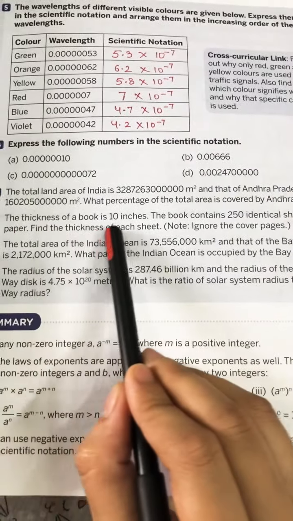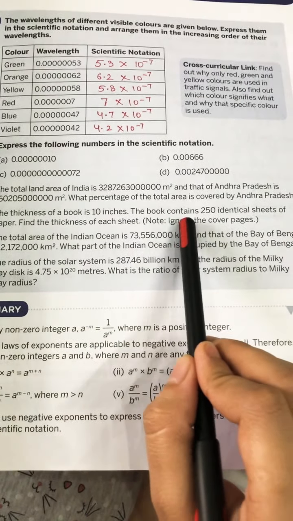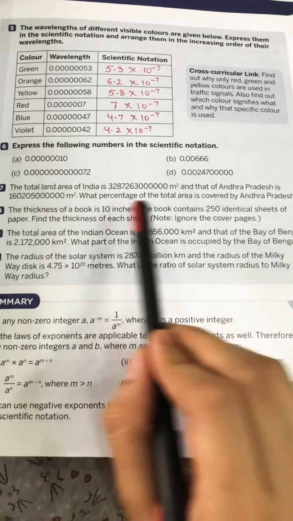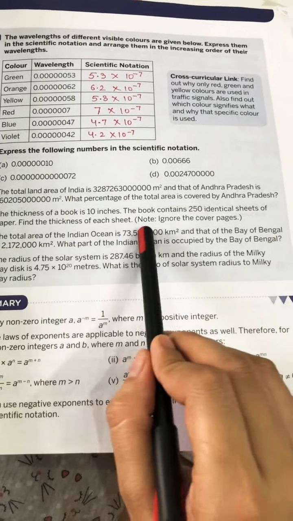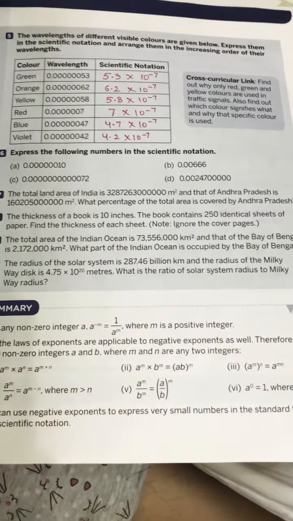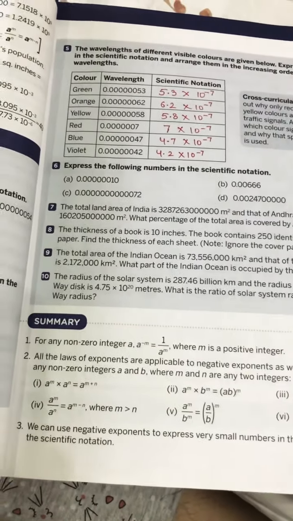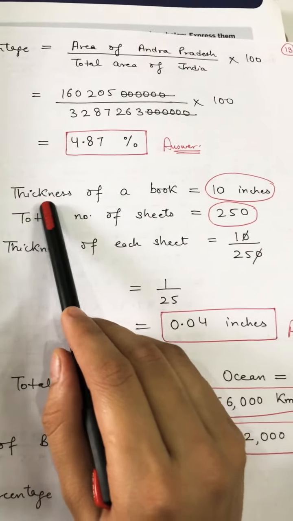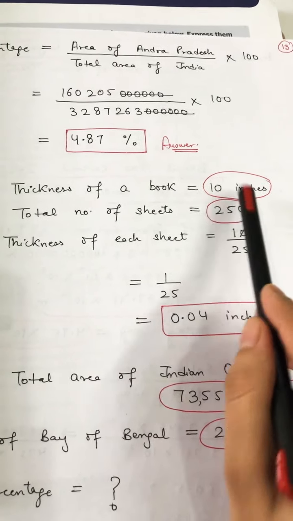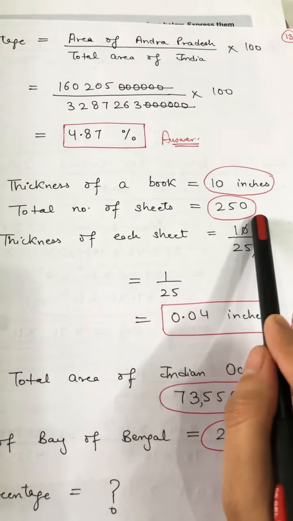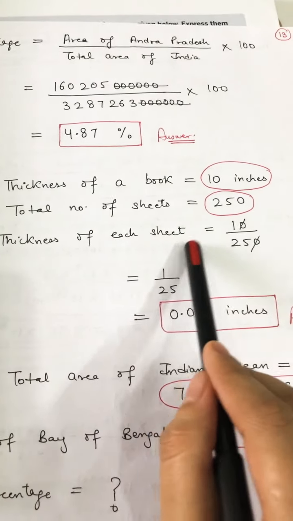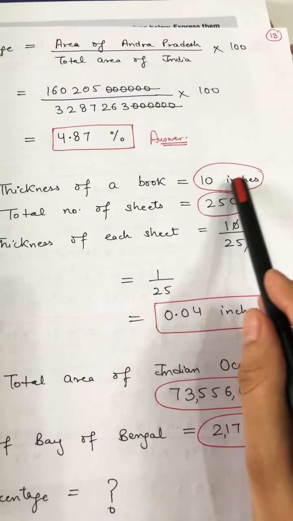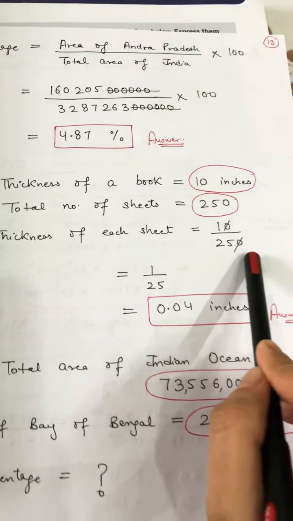The thickness of a book is 10 inches. The book contains 250 identical sheets of paper. Find the thickness of each sheet. Now, this is question number 8. Write it this way: thickness of a book is equal to 10 inches. Total number of sheets is equal to 250. So the thickness of each sheet will be equal to 10 inches divided by the number of sheets.